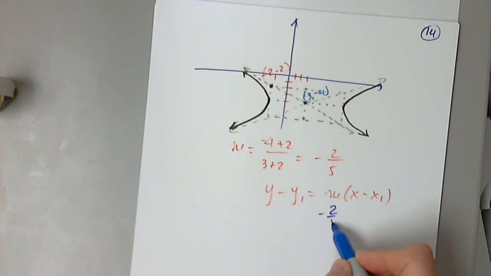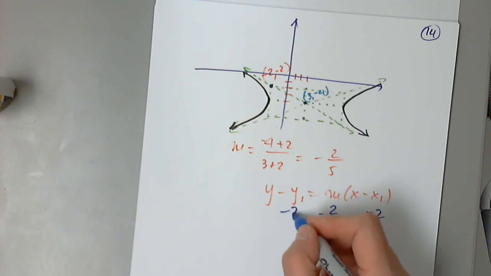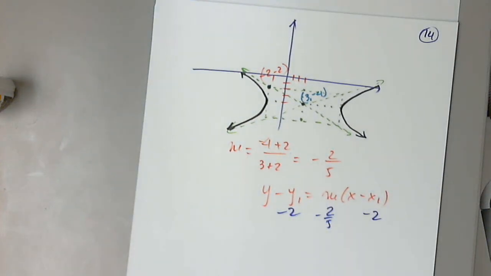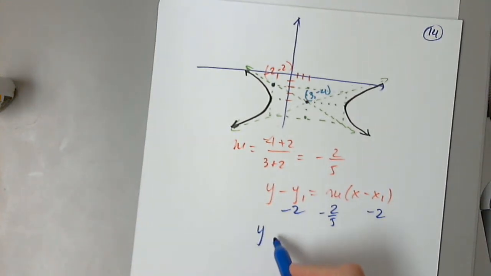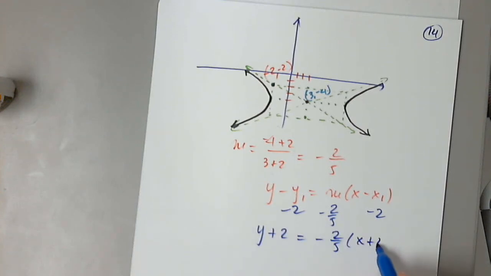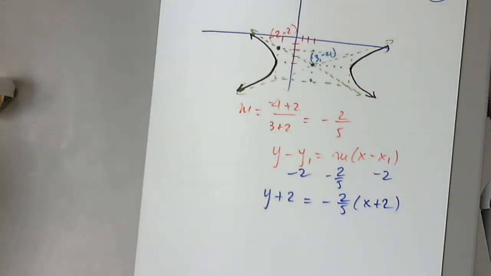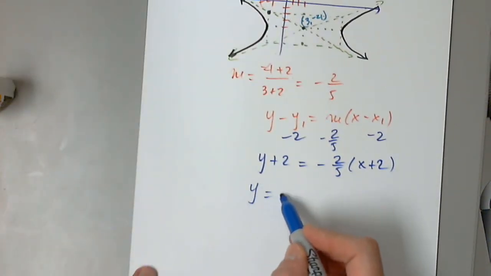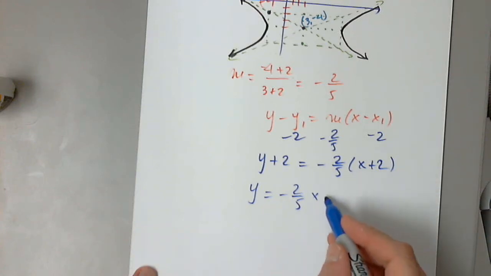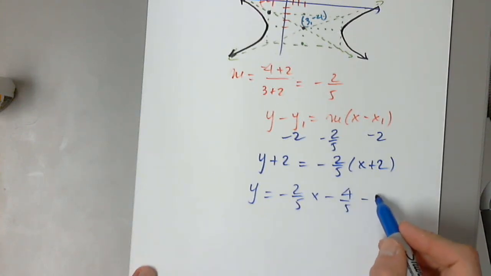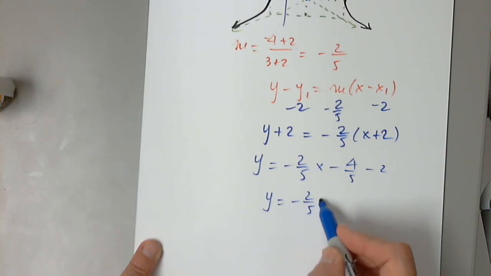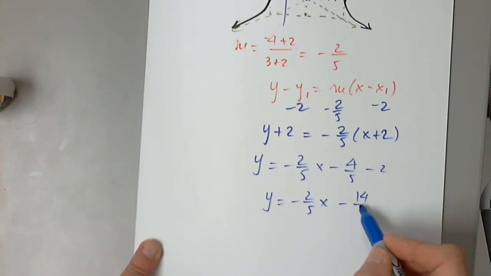So the slope is negative 2/5. And I plug in, let's say, negative 2, negative 2. I determine the equation of the asymptotes. So then one of them, and then I can determine the other. So y plus 2 equals negative 2/5 and x plus 2. And then y equals negative 2/5 x minus 4/5 and minus 2. So y equals negative 2/5 x minus 14 divided by 5.